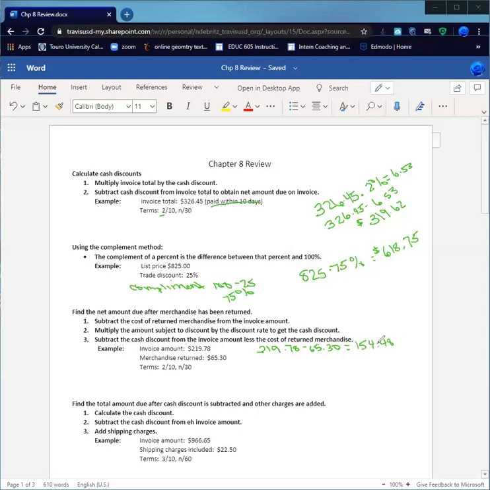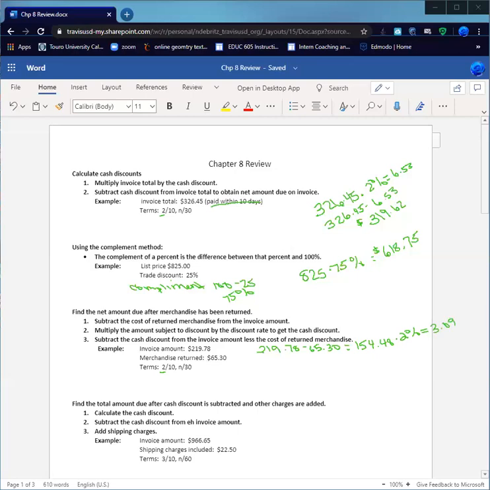That's going to give me $154.48. Then it tells me that I'm going to multiply the amount subject to discount by the discount rate to get the cash discount. So this is how much merchandise they actually did purchase. So I'm going to multiply that by my discount. Well, my discount right here is 2%, so I'm going to multiply it by 2%. That's going to give me $3.09.